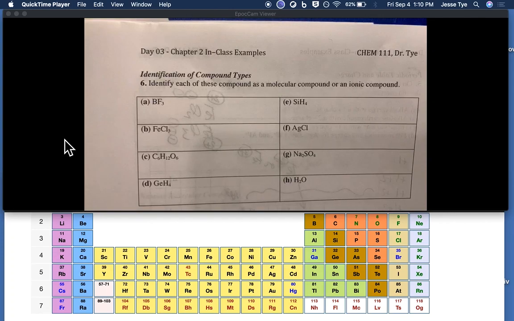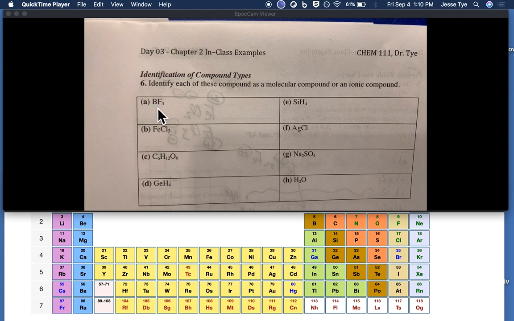All right, at number 6 here, I'm just going to have you identify whether a compound is a molecular compound or an ionic compound. So the surefire way to do it is if it has a metal in it, then it is an ionic compound. And most of the left side of the periodic table here is metals. So I just got to look and see if it's a metal or not. So let's first just look at that.